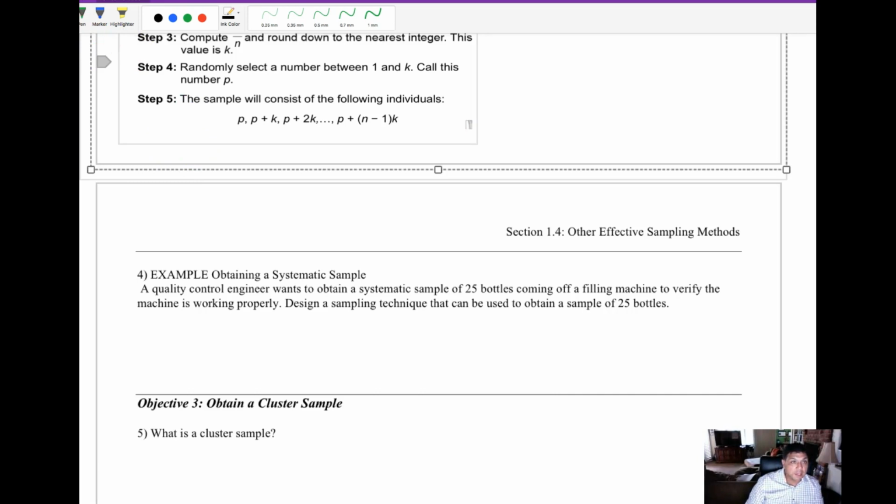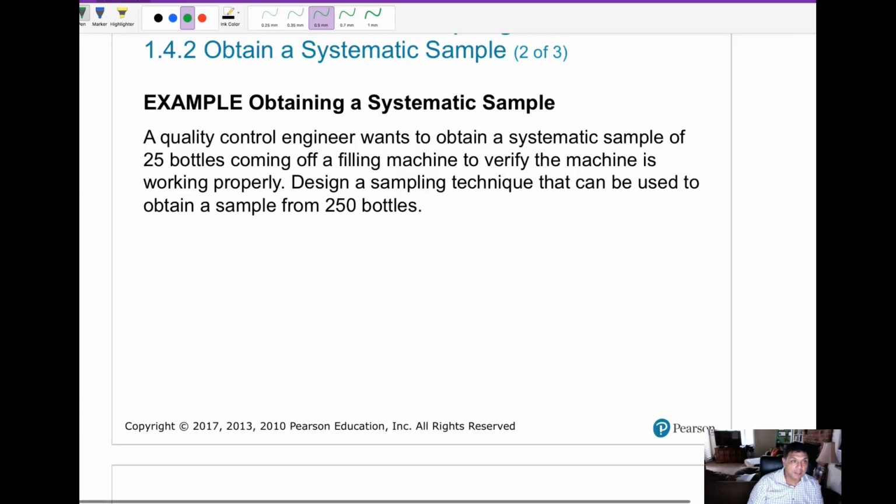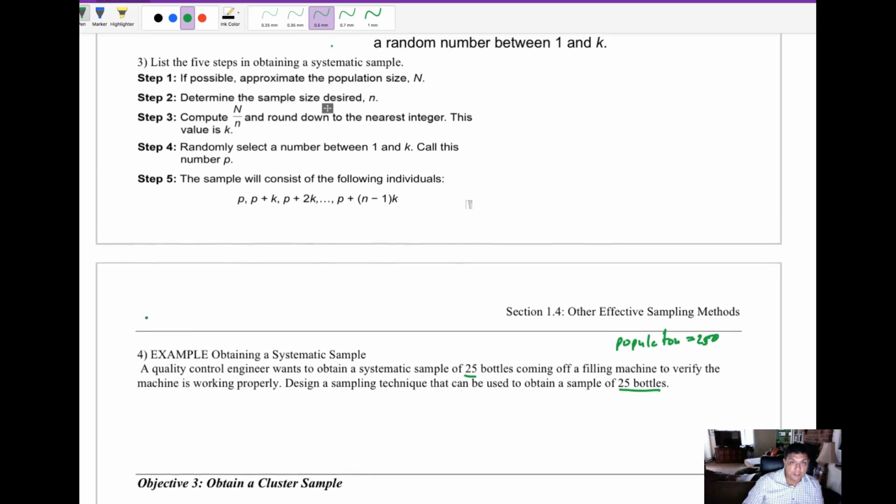Design a sampling technique to obtain a sample of 25 bottles. What we need to know is the population is 250, and I got that from a sample from 250 bottles. In this case we want 25 bottles, so looking at our steps, our big N is 250 and our sample size is 25.